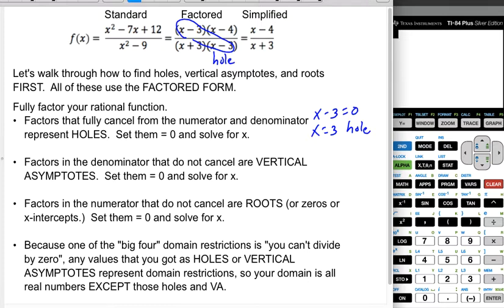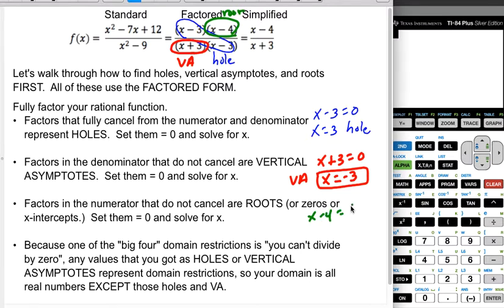Factors that do not cancel from the denominator represent vertical asymptotes. So x plus 3 is 0. There will be what's called a vertical asymptote at x equals negative 3. So it's a vertical asymptote. Factors on the top that don't cancel are called roots. So this thing right here is going to be a root. So x minus 4 equals 0 is a root. X equals 4 is a root or a 0 of this function. All right.